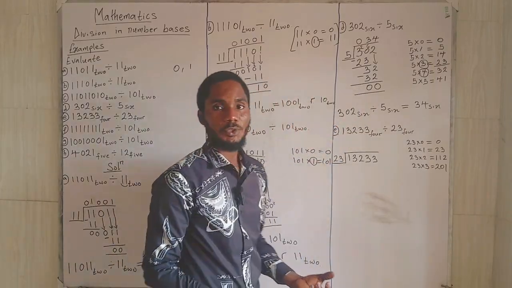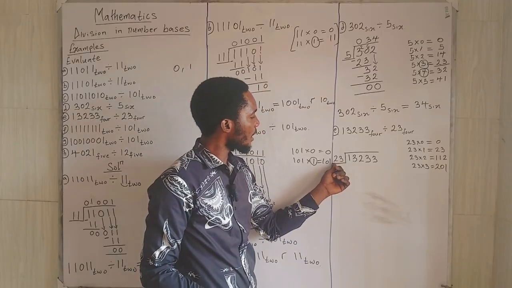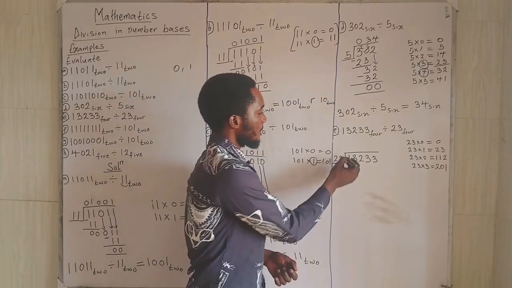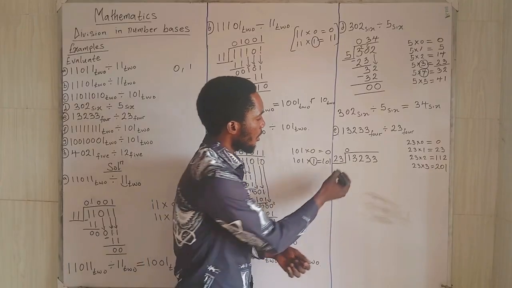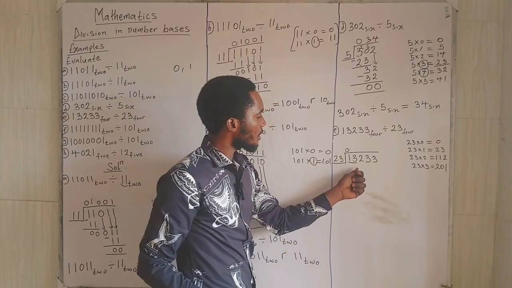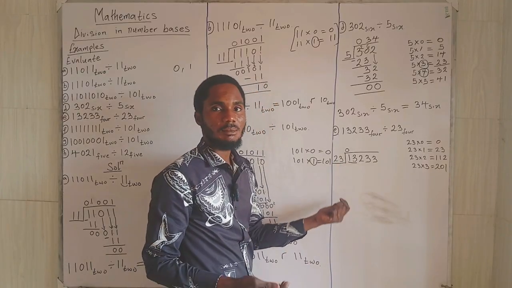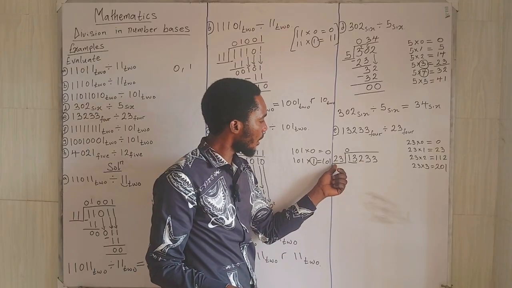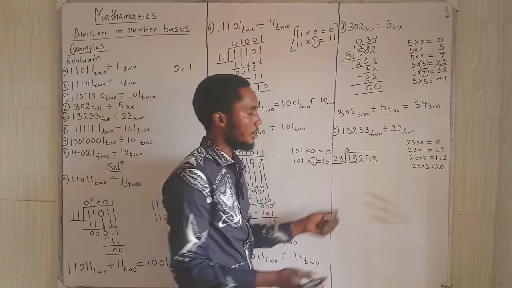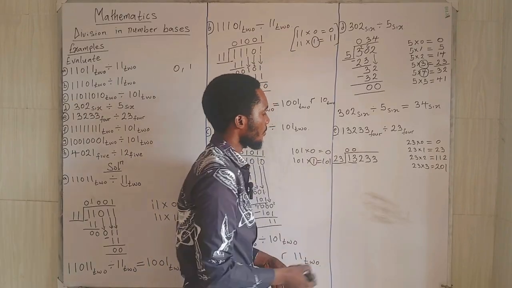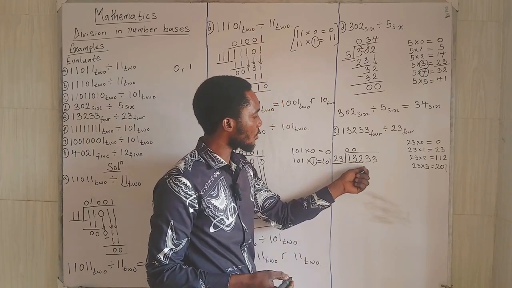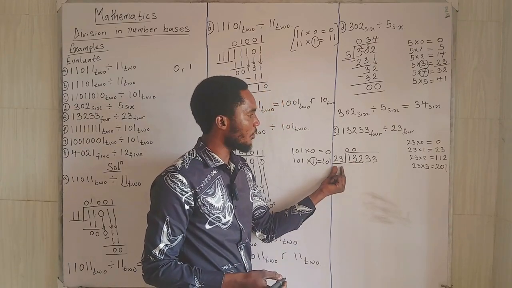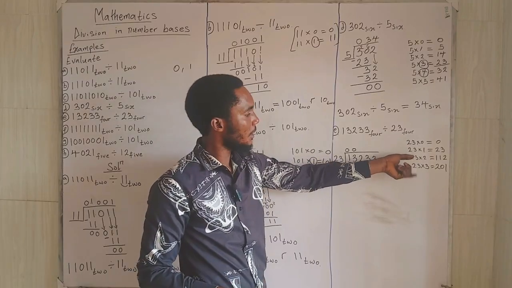Now let's start our division. 1 divided by 23 is not possible. 3 divided by 23, no. We take the first two digits. 13 divided by 23 is not possible because 13 is lower than 23. We join the third one. We now have 132. 132 divided by 23.